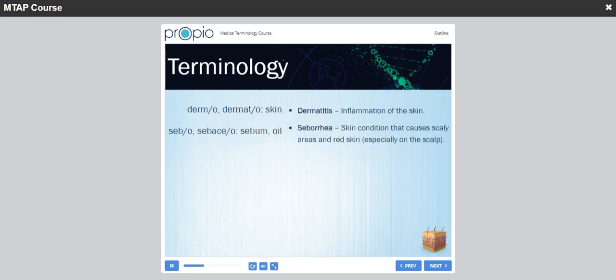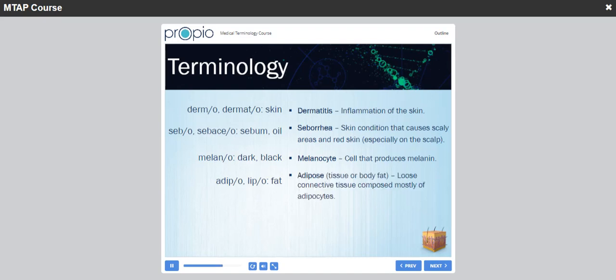Melan is dark or black. For instance, melanocyte is the cell that produces melanin. Adip, lip is pertaining to fat. For example, adipose, tissue or body fat, is a loose connective tissue composed mostly of adipocytes. Hydro is pertaining to sweat. For example, anhidrosis. It's a condition of an abnormal lack of sweat.